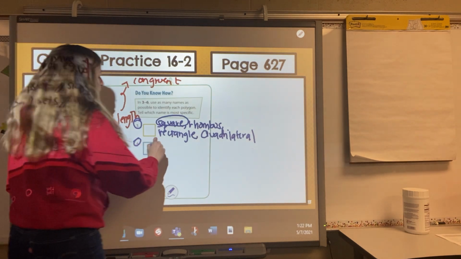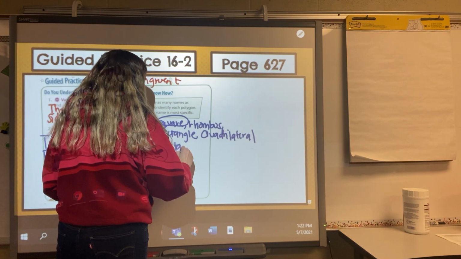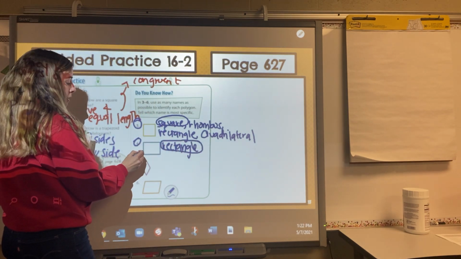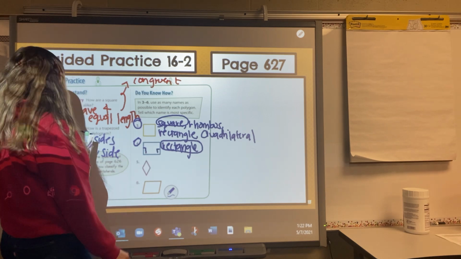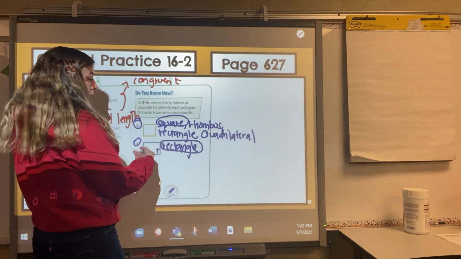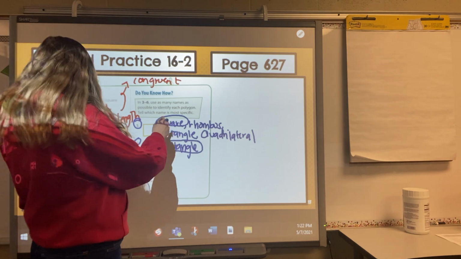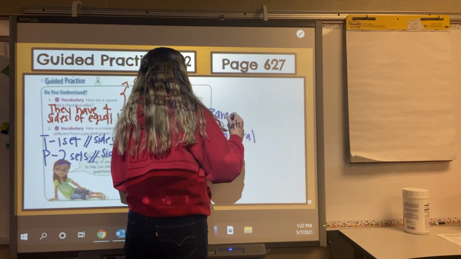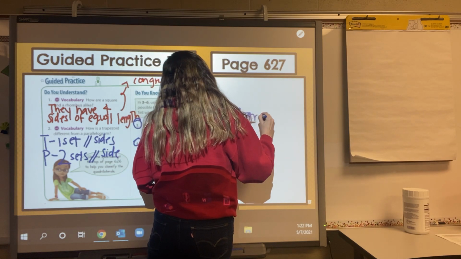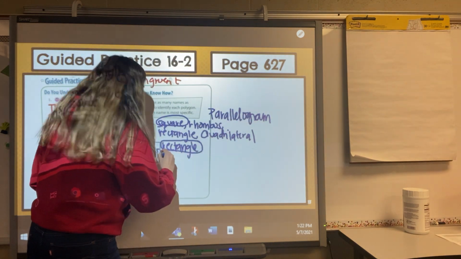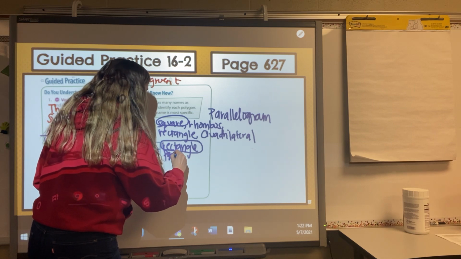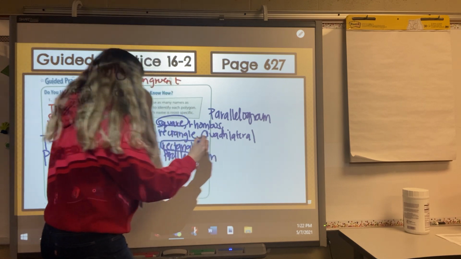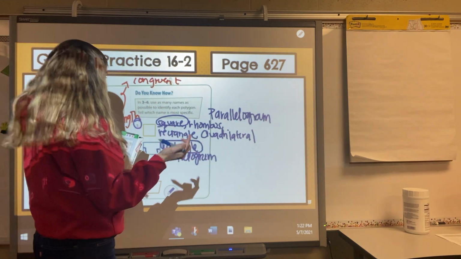All right, well, our first one is a rectangle because that is the most specific. It has 2 sets of parallel sides and it has 90-degree angles in there. Beyond that, we're gonna have parallelogram because we have 2 sets of parallel sides. Oh, did I not write that above? Nope, I didn't. I missed one up here. Sorry. There we go. Parallelogram. Rectangle, parallelogram, quadrilateral.